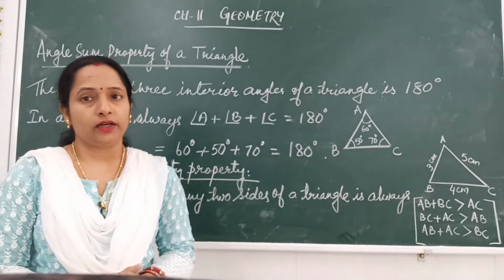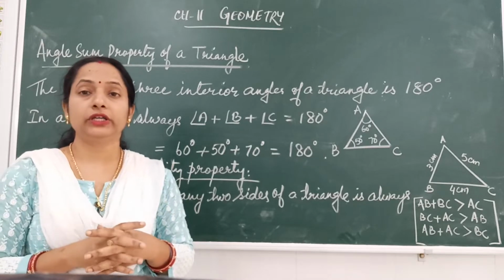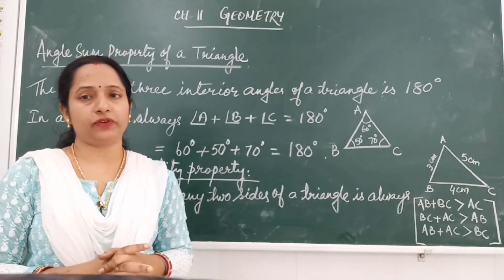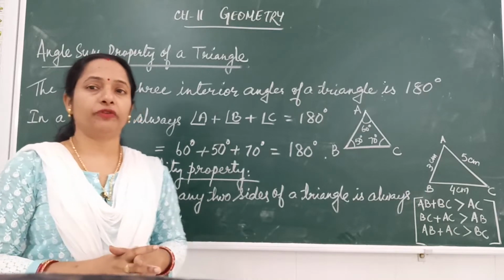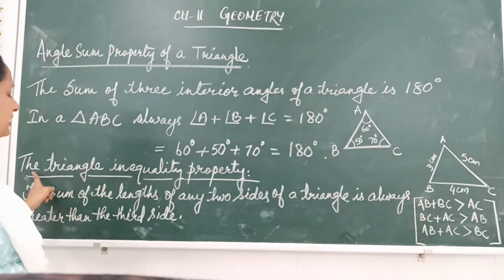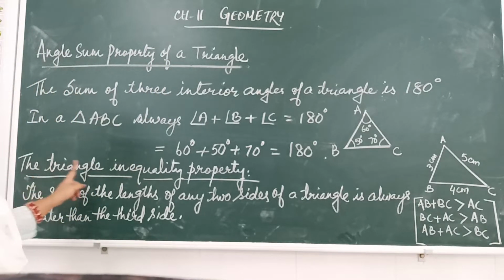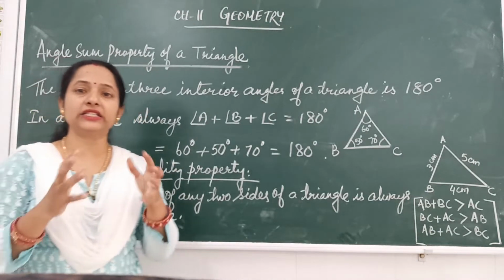Children, I hope you understood what is a triangle. Now we have two properties of triangle. What are the different properties of triangle? The first property is the angle sum property of a triangle, and the second one is the triangle inequality property. What does it mean? Angle sum property.